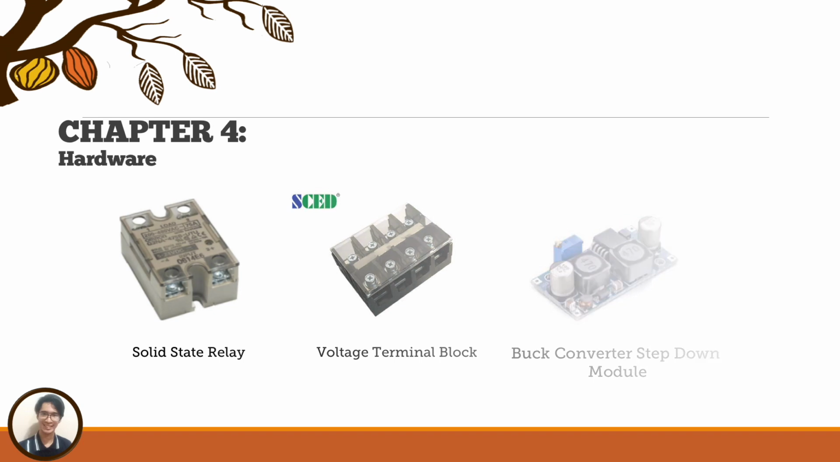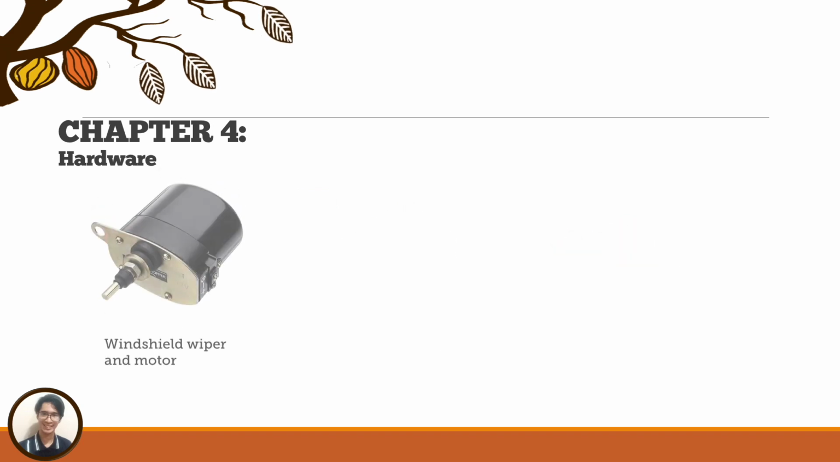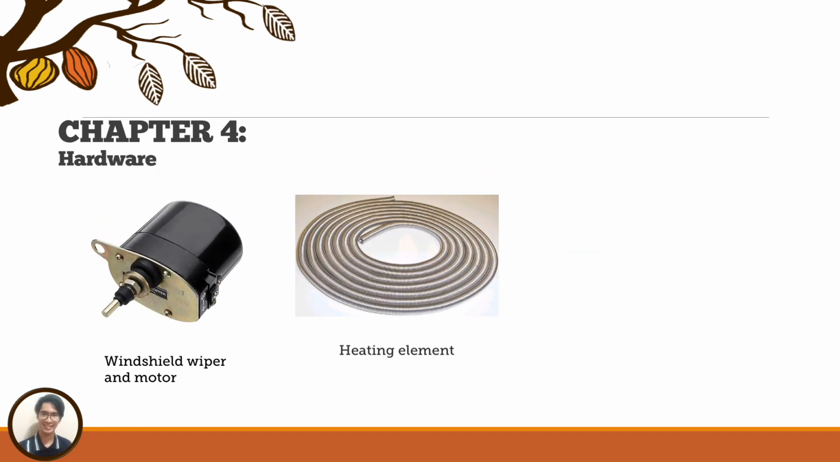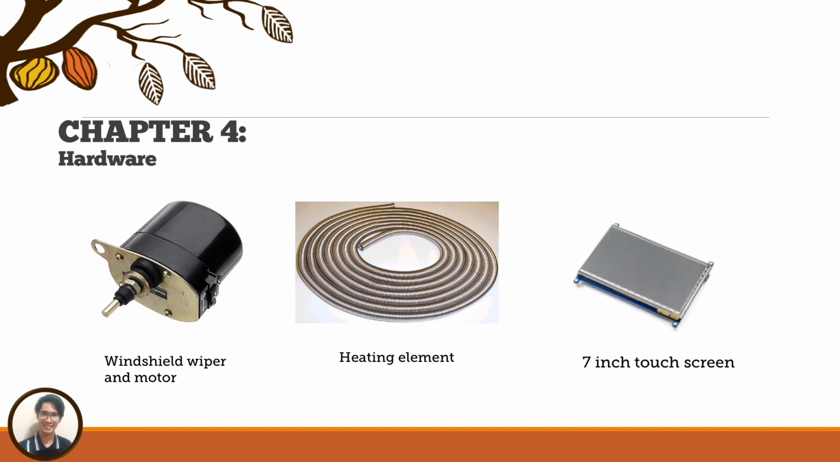For the last three, we have the windshield wiper motor, which will clean the viewing area of the camera when taking pictures for the assessment of quality. Next would be the heating element, which is a nichrome wire responsible for heating the chamber. This is placed inside a ceramic enclosure to prevent it from sagging. And finally, we have the 7-inch touchscreen, which serves as the screen from which the user can control the system and view the inside of the chamber.